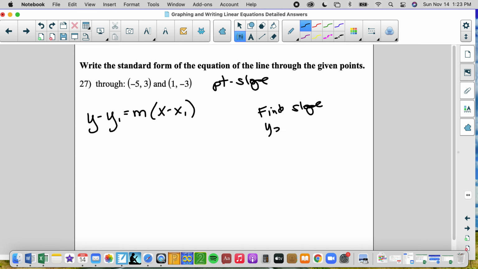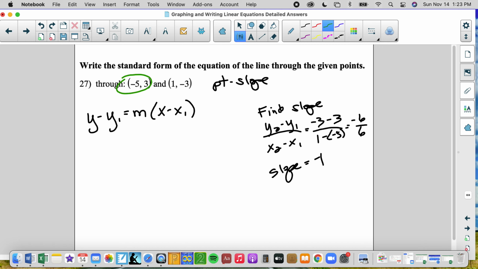Remember, it's y sub 2 minus y sub 1 over x sub 2 minus x sub 1. My y sub 2 is -3 minus 3, over 1 minus -5. That gives me -6 over 6. So my slope equals -1. So I'm going to pick a point. I'll pick this point. You can pick either one. I'm just picking the first one because that's my y sub 1 and x sub 1.